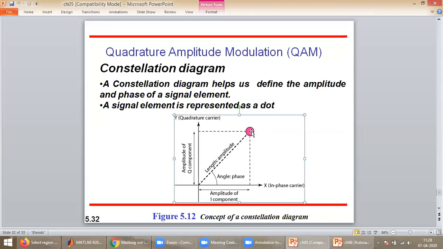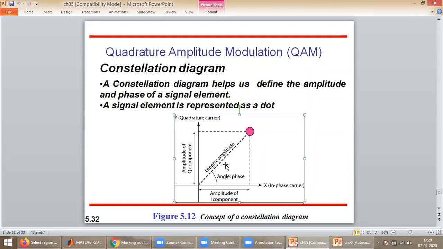We are using two amplitudes. This one indicates the voltage level for the signal element: the amplitude of the I component, and this indicates another voltage, the amplitude of the Q component, which is for the quadrature carrier. This is for the in-phase carrier, meaning the first binary phase shifting method. So the phase value is measured by the angle between the x-axis and this particular signal element.